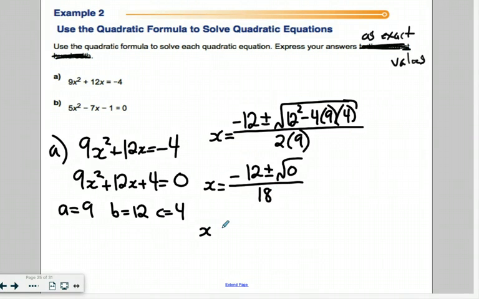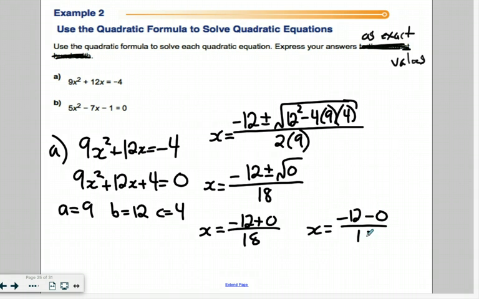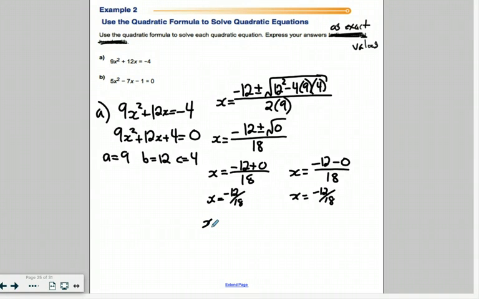Okay, and then once again, like I kind of mentioned before, if we're adding the square root of 0 versus subtracting the square root of 0, we are just getting the same thing: x is equal to negative 12 over 18. That same thing where it's just going to be one real root, right? And we can simplify those fractions, since both are divisible by 6, so it's negative 2/3, the same thing again, okay?